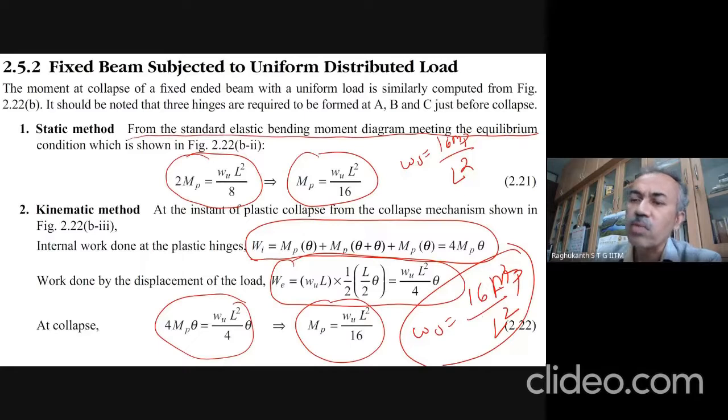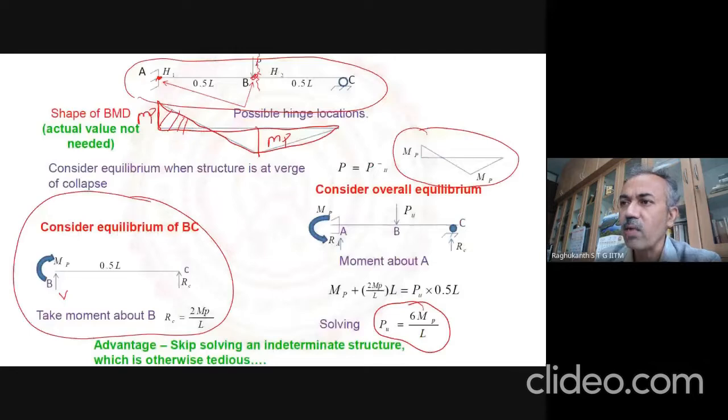So these problems also we discussed in the last class. If it is a fixed beam, how to obtain it from this method, and how to obtain it from the kinematic method also. And of course, if you have satisfied all the conditions, both of them will obviously give the unique value itself. And this also we have seen for a propped cantilever.